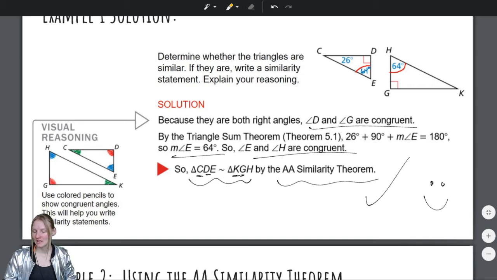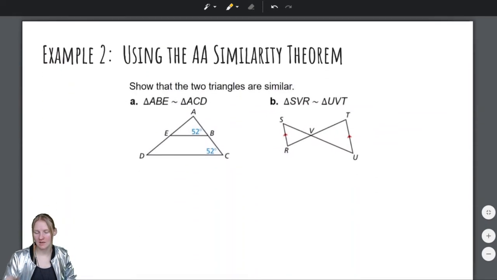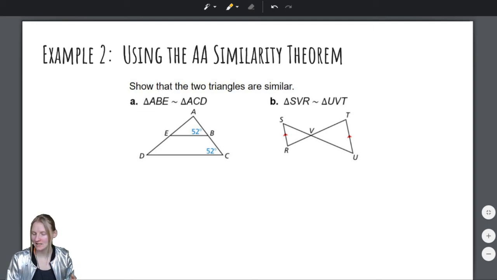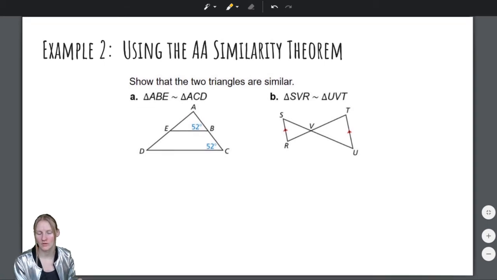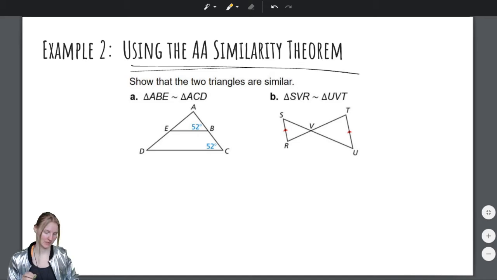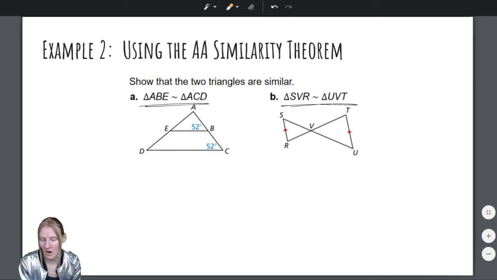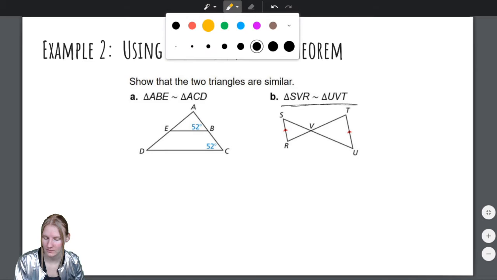Let's move on to our second example, which really has like 2 examples inside of it. So you're going to get to see 3 examples of using the AA similarity theorem. In this example, they're saying these triangles are similar. We need to show how. Show that the 2 triangles are similar. How?